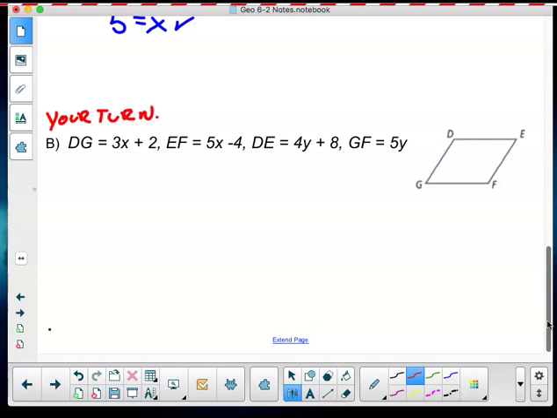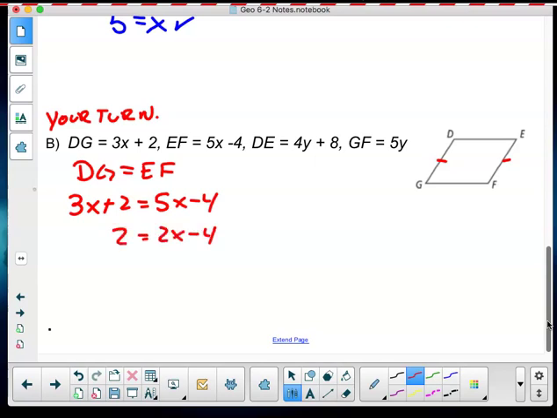Turn me off. Okay, hopefully if things went well, let's investigate the diagram. DG and EF, if this is a parallelogram, and it is, they are congruent. Therefore, DG is equal to EF, and by substitution, I know 3x plus 2 is equal to 5x minus 4. I subtract 3x from both sides, and I get 2x minus 4, and I add 4 to both sides, and I get 6 is equal to 2x, and I divide by 2, and I get 3 is equal to x.